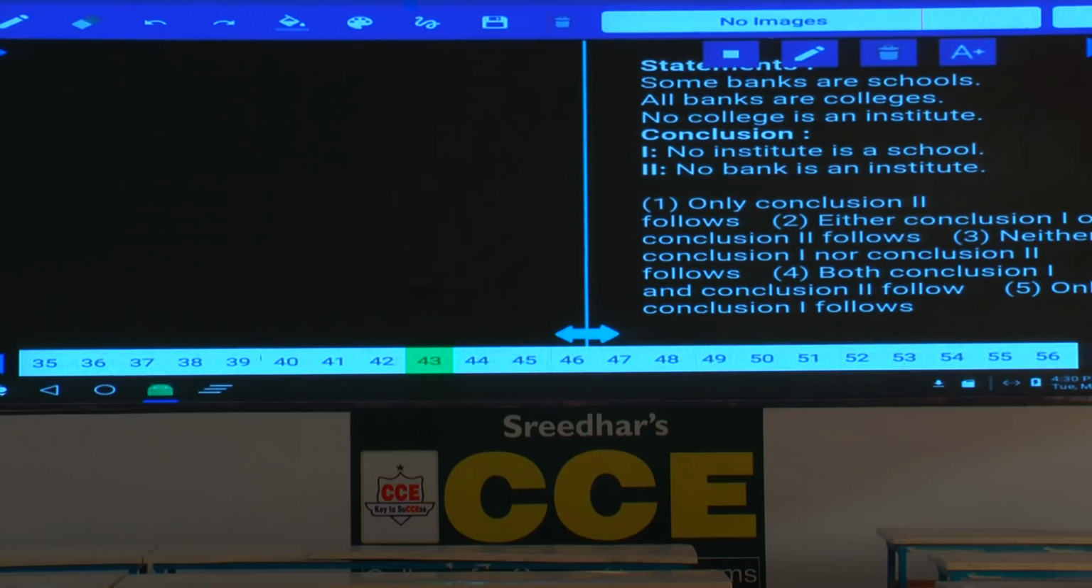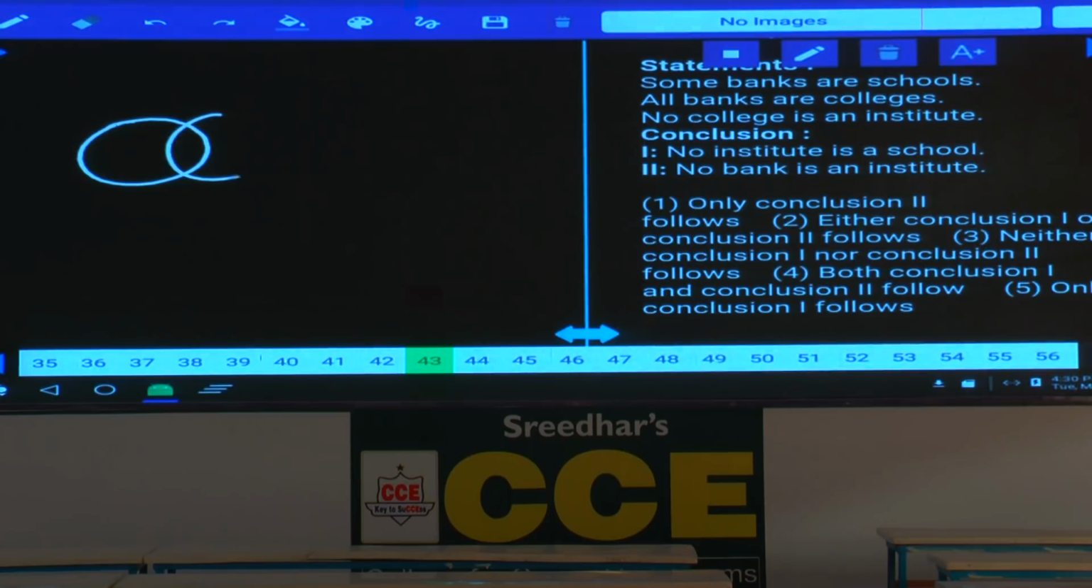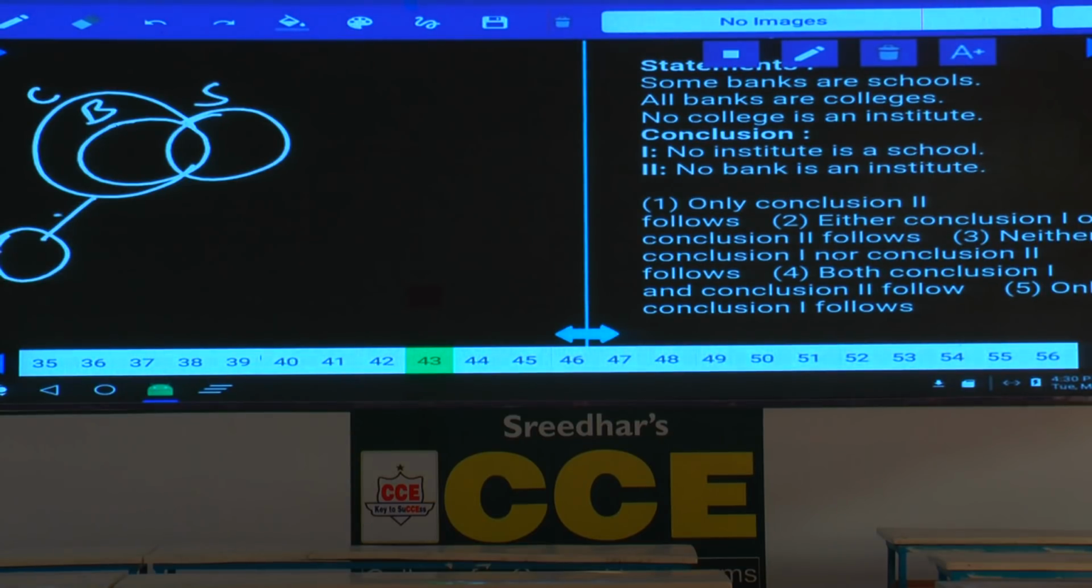Then question number 43. Some of the banks are schools. Some banks are schools can be written like this: these are the banks which are schools. All banks are colleges. And no college is an institute. No intersection between institute and college.